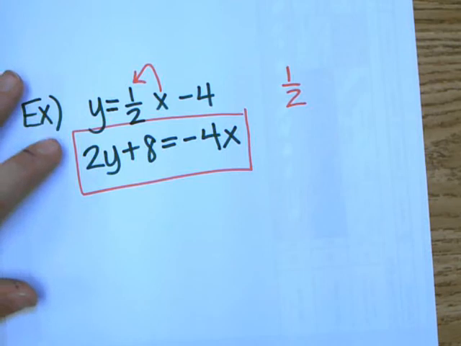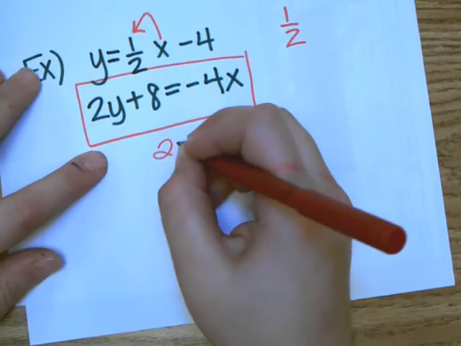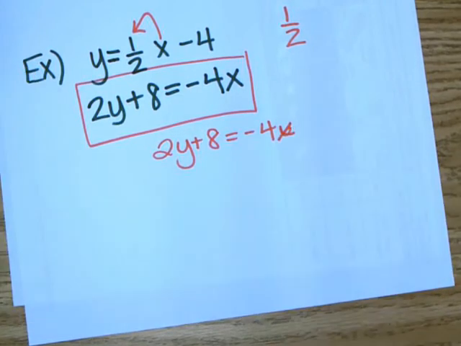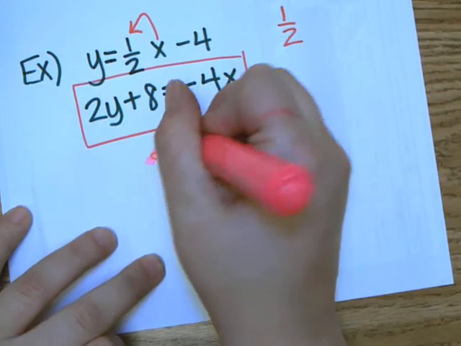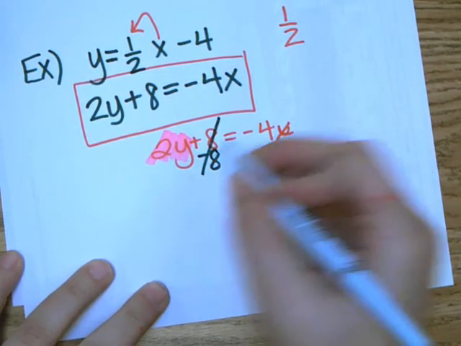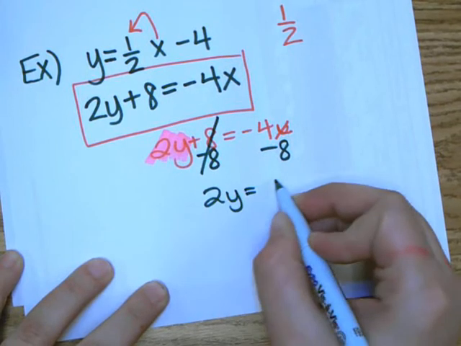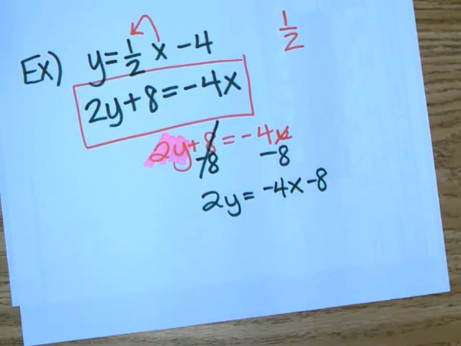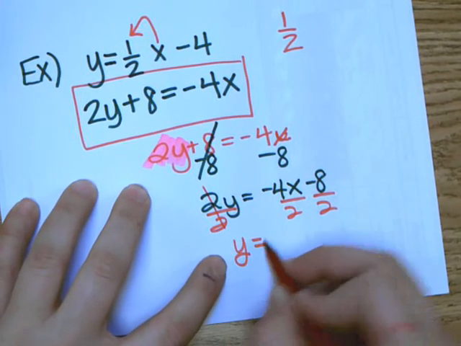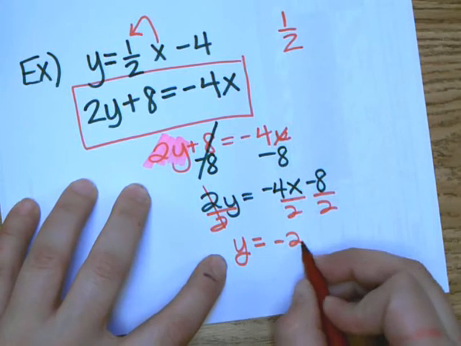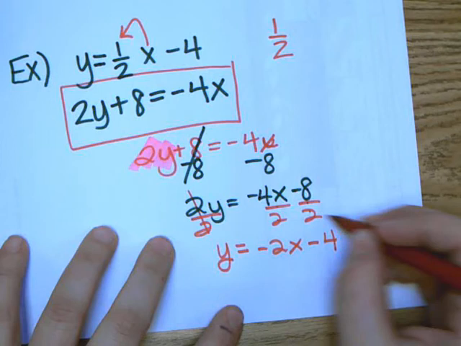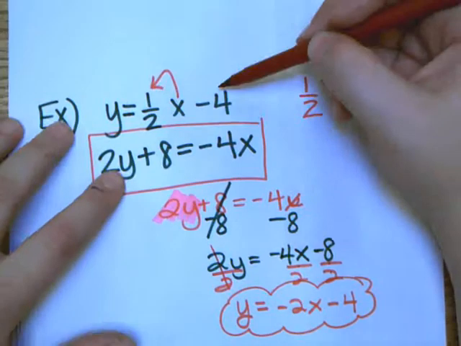Here, though, we have a problem. The y is not by itself. Remember, we can only identify the slope when the y is by itself. So we're going to have to get the equation in slope-intercept form. So that means I need to get the y by itself. I'm going to subtract 8. And then divide by 2. So we get y equals -4x divided by 2 is -2x. And -8 divided by 2 is -4.